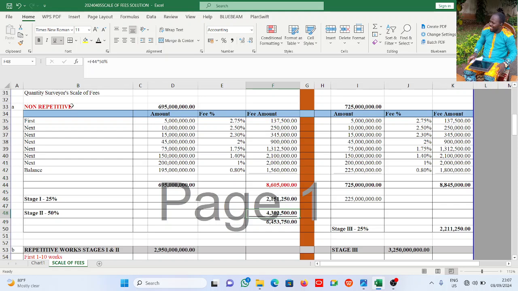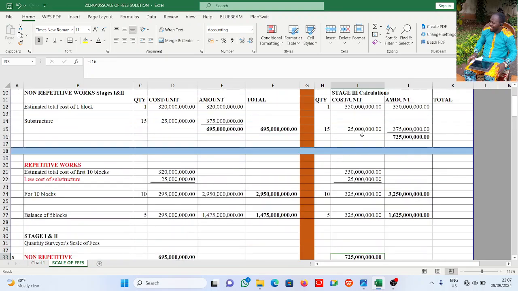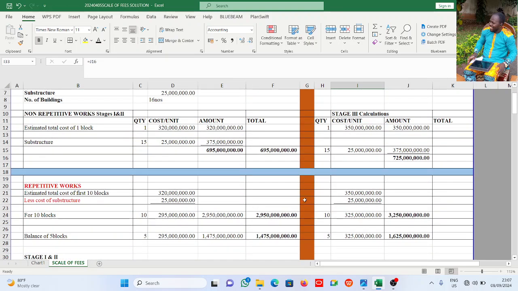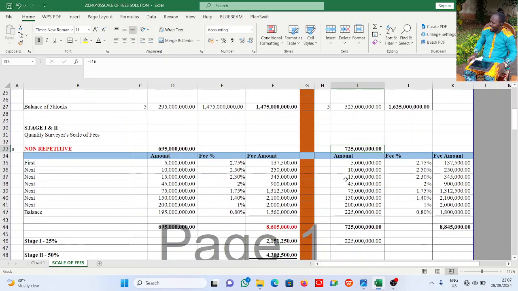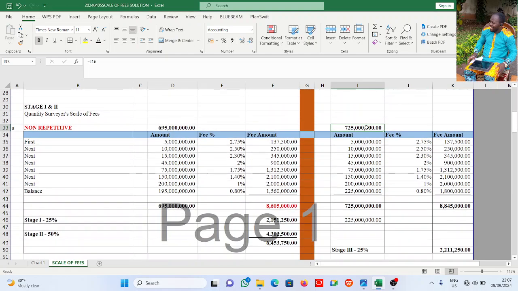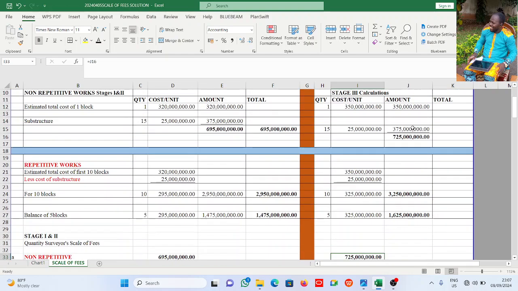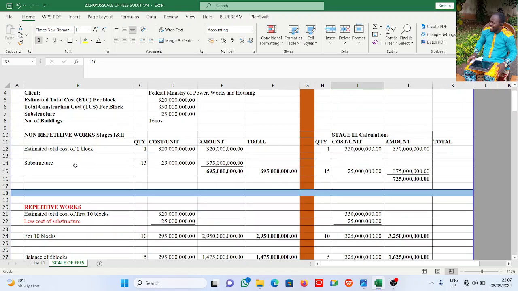Now for non-repetitive works, let us calculate stage 3. The same thing. Now the major thing is here. Once you're able to establish this, you are good to go. Now we've established this to be 725 million from here. Non-repetitive works for stage 3. Let me put it here since this is in red so that you see what I'm saying. This is 725 million.